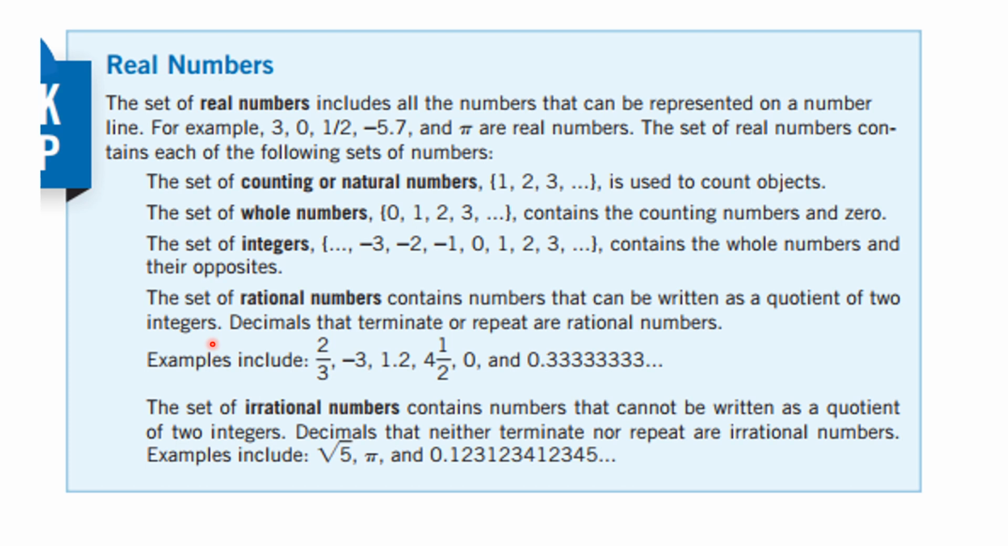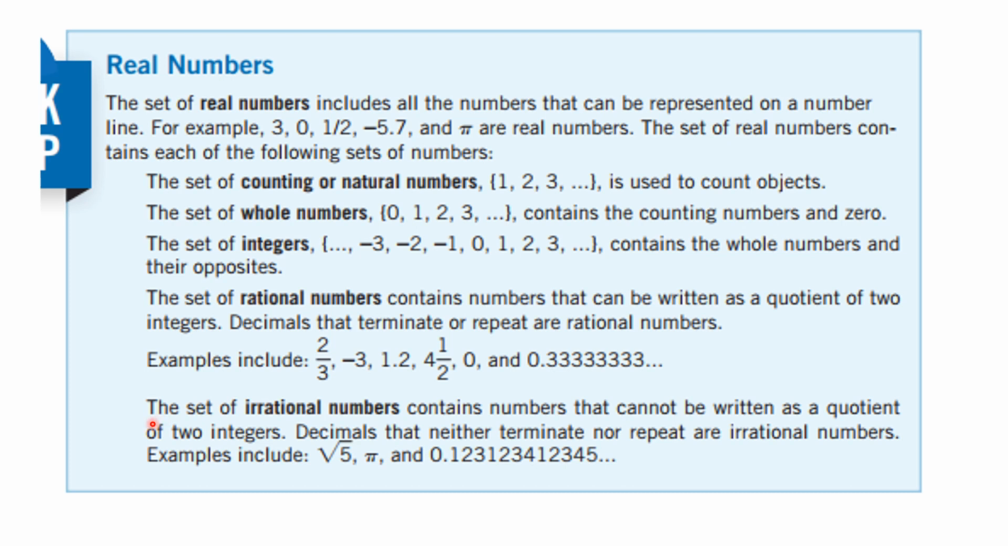The set of rational numbers contains numbers that can be written as a quotient of two integers. Now, you can think about this as being fractions, I guess, but it could be positive or negative. And decimals that terminate or repeat are rational numbers. Examples of those that terminate or repeat are 2/3, that would be 0.6 repeating, minus 3, 1.2, 4.5, 0, and 0.3 repeating.